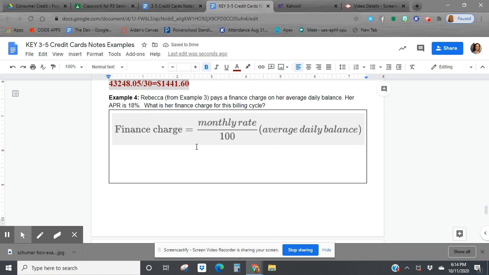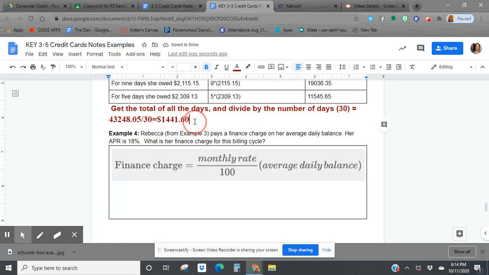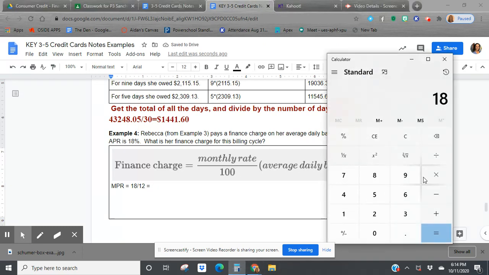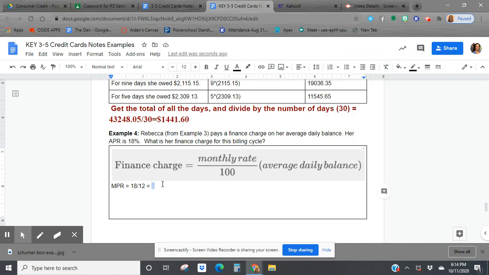Okay, example 4, we use the answer from example 3. So we always want to double check these numbers. But so Rebecca from example 3 pays a finance charge on her average daily balance and her APR is 18%. What is her finance charge for this billing cycle? So we need the monthly rate. So to get the MPR, we take 18 and divide it by 12. 18 divided by 12 gives us 1.5%.